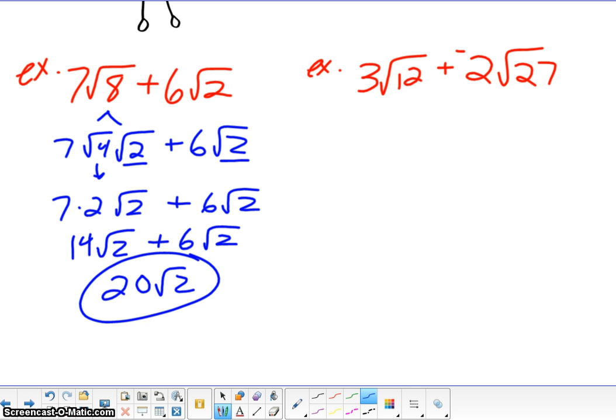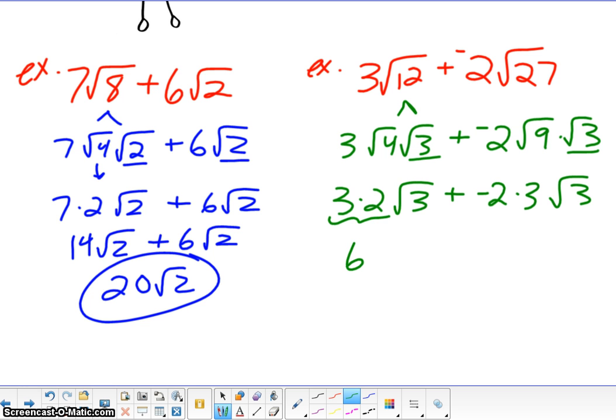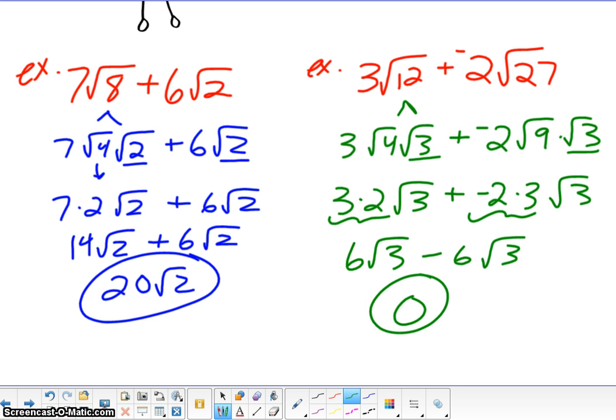And let's see how you do the next one. This breaks down into 4 and 3. The next one breaks down into 9 and 3. Like radicals means we can continue on. 3 times 2, negative 2 times 3, multiply, and they cancel each other out to get 0 for an answer.